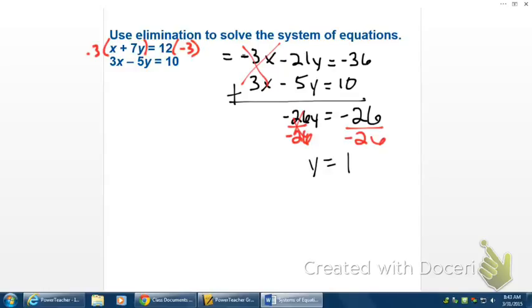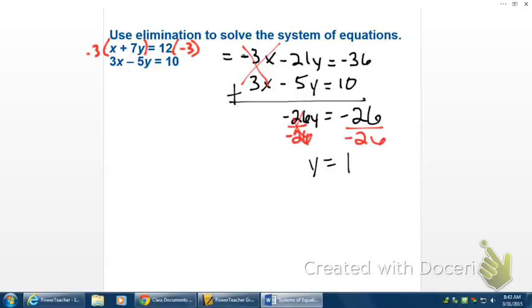The last part to this is we have to figure out what x equals. We got half of it. We did all the hard work. Now, it doesn't matter which equation you plug it into. Which one do you guys want to do? The bottom one? You want to just go and do this one? That's okay. So we're going to plug in 1 for y right here.